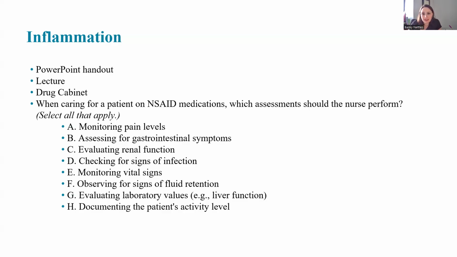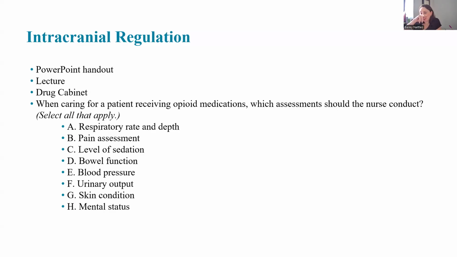Document the patient's activity level. I like it enough. It's not a horrible answer if you picked it, because we want to know if the inflammation is better. That's going to tell us, are we able to move our joints? Is the pain better? Things like that. So I would pick it. So A, B, C, and H is what we're going to go with. All right, intracranial regulation. So these are our opioids and our agonists and antagonists, right?